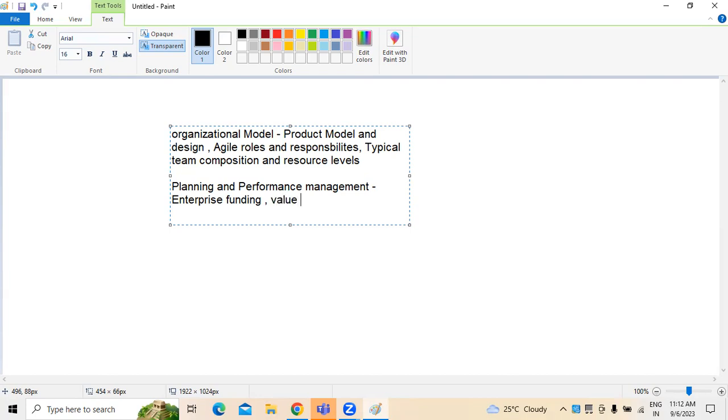Next is value measurement. Value measurement is also one of the key elements, where we have OKRs and, at the same time, key performance indicators, the KPIs. All these things come under the second one, which is planning and performance management. Followed by this, the next is lean portfolio management.